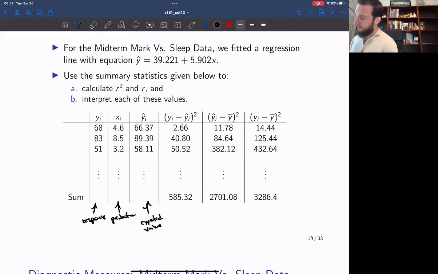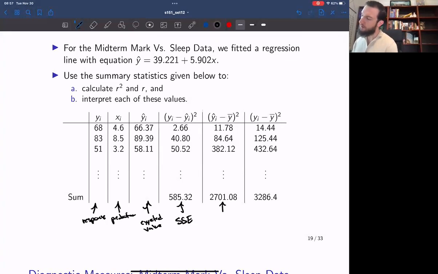Okay. In the fourth column, we have yi minus yi hat. This 585.32 is going to be SSE, which is the sum of the squared error. So this is the sum of the differences between each response and each expected value.